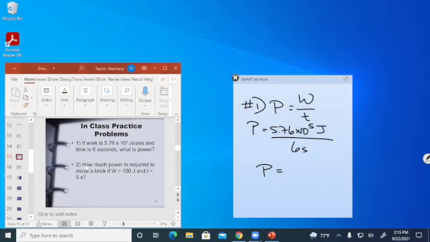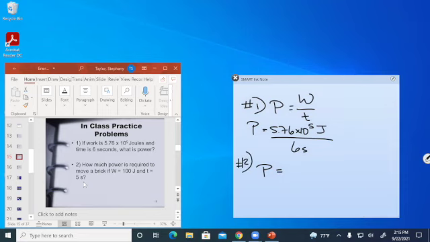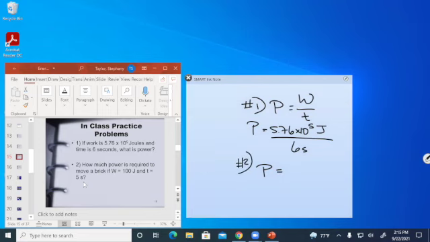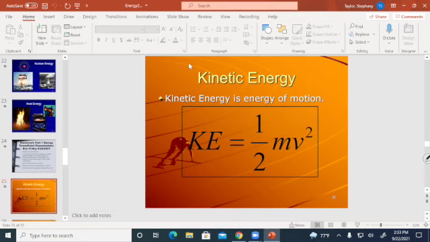Number 2, how much power is required to move a brick if work is equal to 100 joules and time is 5 seconds? Right, so you do the same equation. Our work is 100 joules, and our time is 5 seconds. That gives 20 watts. Energy. We have kinetic, and that is the energy of motion.